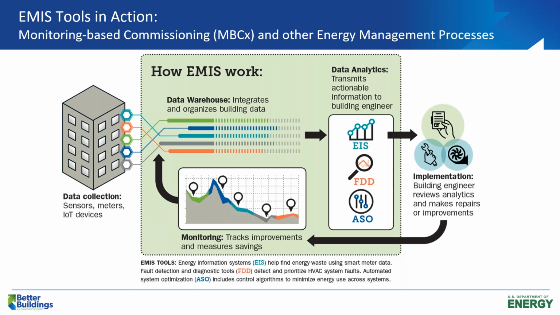But in general, we need to have a human in the loop and a process to review what's coming out of these tools. So we collect data in the data warehouse, we get it organized, that's all automated. The data analytics give you actionable information to your engineer. And then outside this box, you have a building engineer who reviews the analytics, makes repairs or improvements. Sometimes the analytics is connected up to a work order management system, sometimes it's not. And then using the EMIS to monitor and track improvements and measure savings going forward. So you're really closing that loop.